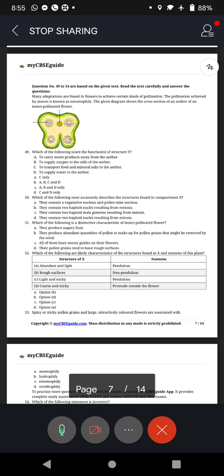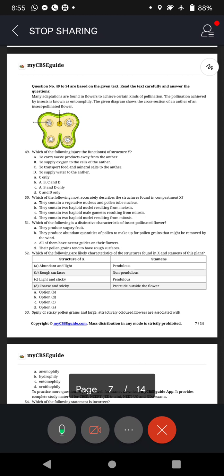Yeah. Question number 49, Sandeep. Answer is D. C and D only. Y is a vascular bundle comprising xylem that transports water and mineral salts to the anther, and phloem helps in transportation of sugars to the anther. So, Y is a vascular bundle. Okay, answer D.